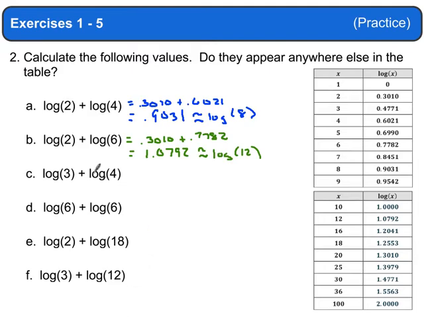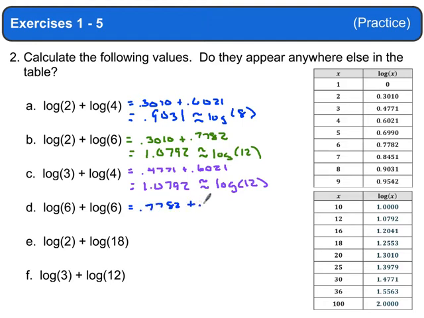If we looked at this one here, log 3 is 0.4771. We're going to add that to log 4, which is 0.6021. We add those together. That gives us approximately 1.0792. Well, we just got that answer. And so we know that's approximately log 12.